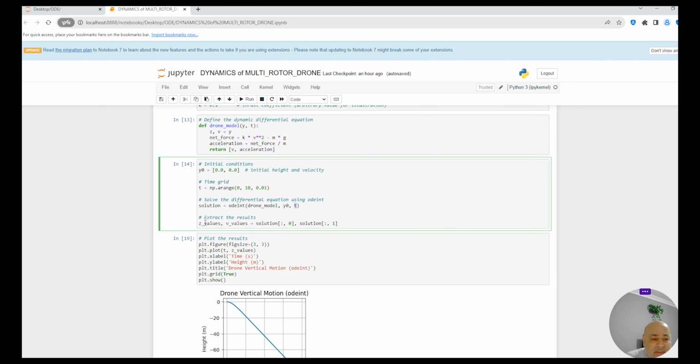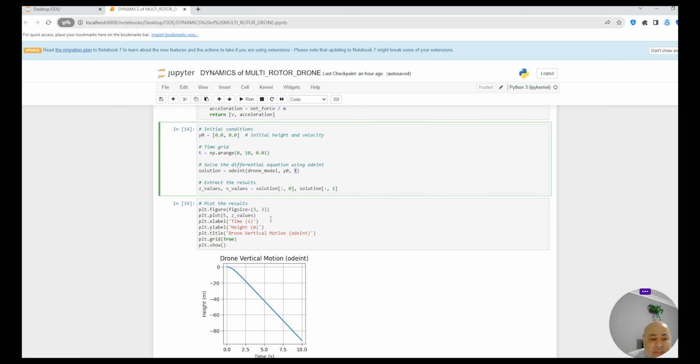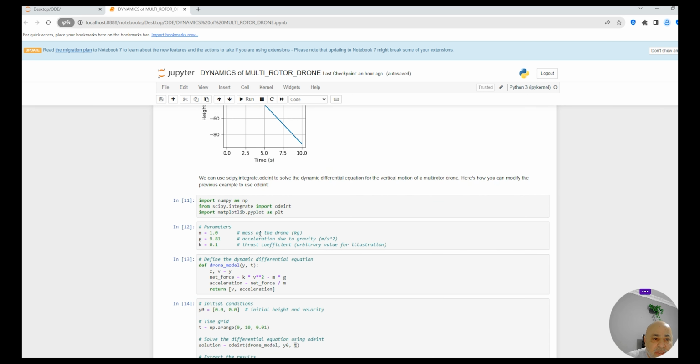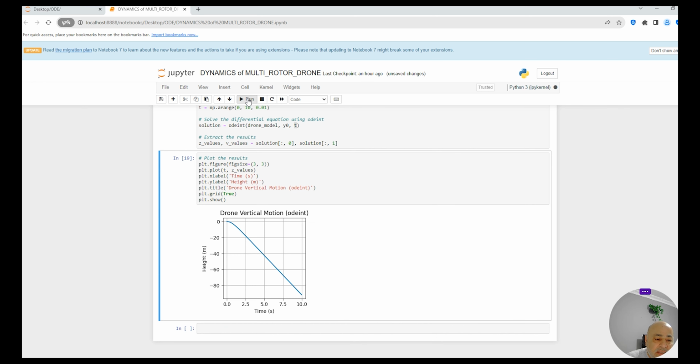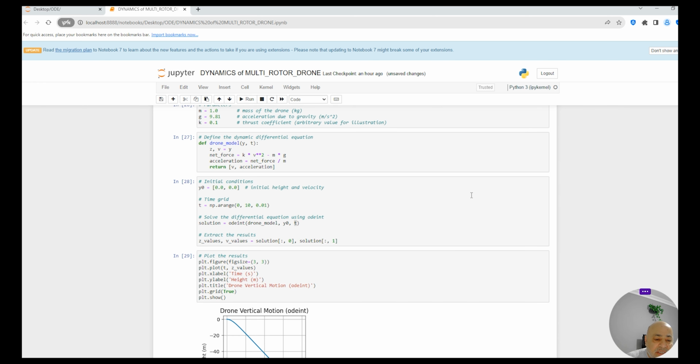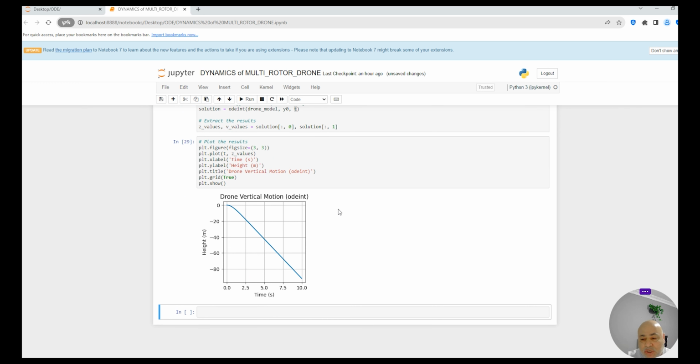Once that is done, I extracted both the velocity and the z values, and in the last cell, I drew the actual z value against time, as you can see here, and it should give me exactly the same result as we found in the Euler method. So I am just running these cells, and as you can see, it gives me exactly the same solution.